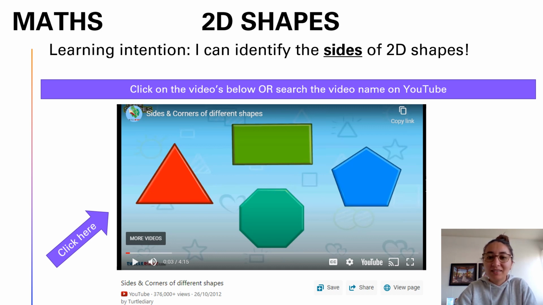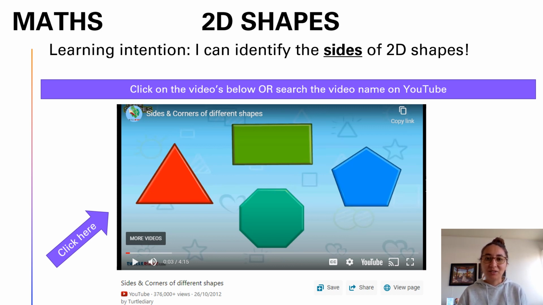When we say the sides of a shape, it is when there is a line that is either curved or straight. We're not looking at the part where the two lines meet and come to a point. Those are corners. That is for tomorrow's lesson. Today we are looking at just the sides. And the sides are the curved and straight lines on shapes.